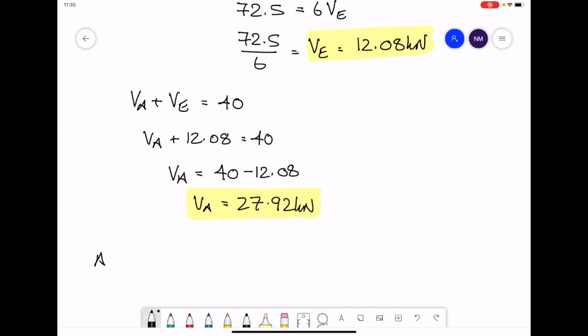So our answers in this case are HA is a value of 0, VA is a value of 27.92 kilonewtons, and our VE is a value of 12.08 kilonewtons.